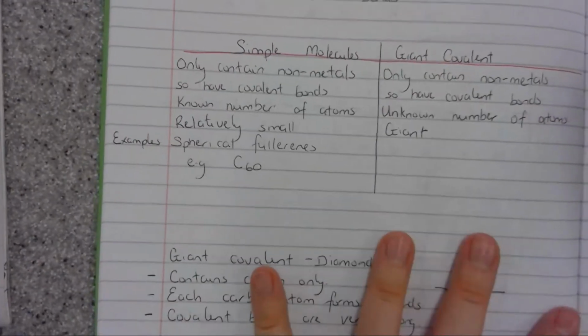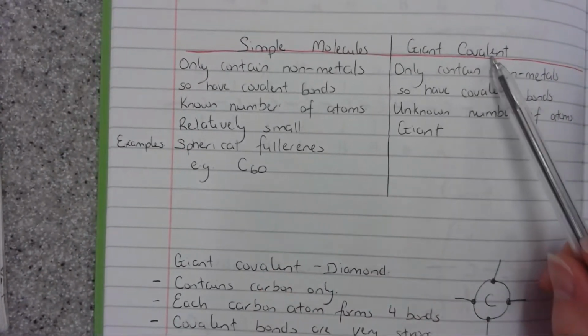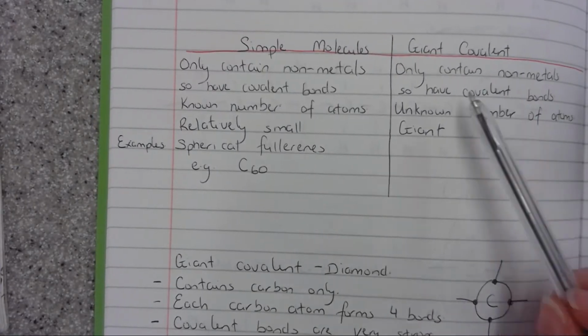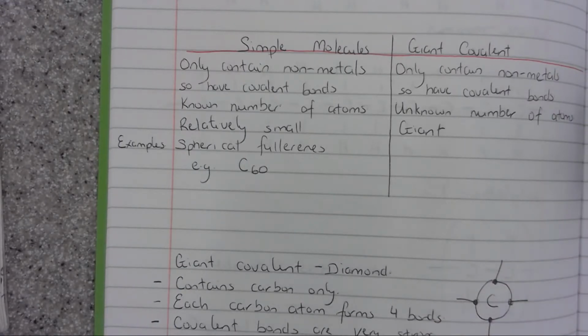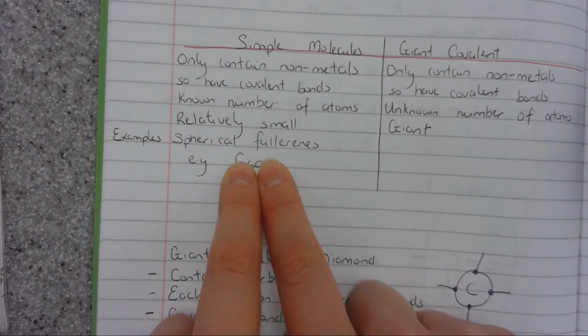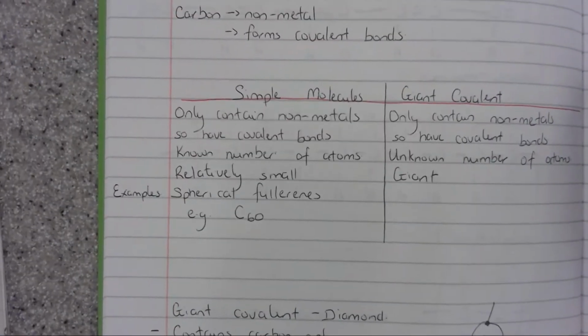There is also another type of covalent structure, and this is called giant covalent. Again, because it's covalent, it only contains non-metals, and all of the bonds are going to be covalent. However, with simple molecules you had a known number of atoms, whereas with giant covalent you have an unknown number of atoms. The reason you don't know exactly how many atoms are there is because it's a giant structure, it's huge, and you've got millions or even billions of atoms. You've got so many atoms that you can't write a definite chemical formula. So over here, I could write the formula for my spherical fullerene as C60. But when we look at all of the examples of giant covalent, you'll see that I never write a chemical formula for them because there are so many atoms.